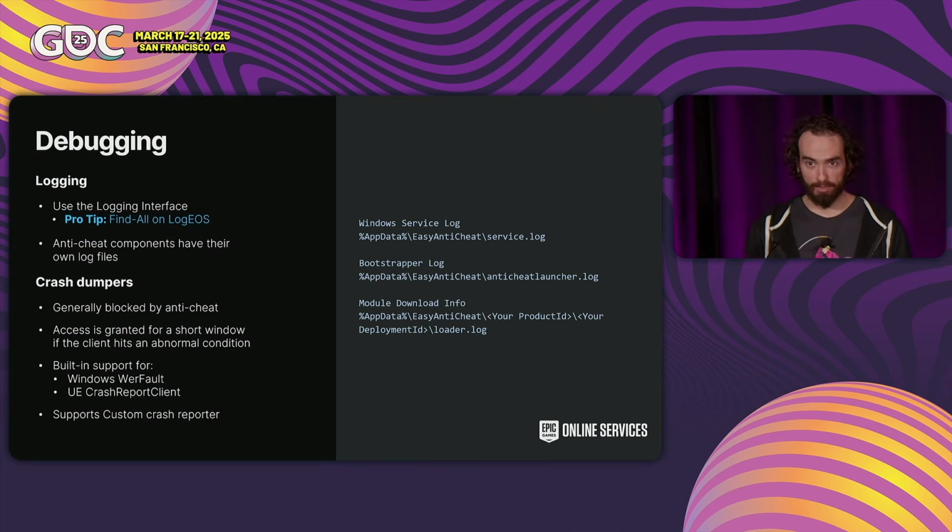We have a logging interface, as I mentioned earlier. Using your favorite text editor, you can do a find all, and then in our SDK logs, we have different log categories. For example, LogEOS will give you all the messages from the SDK. LogEOSAntiCheat will give you all the messages from the SDK related to anti-cheat. Anti-cheat components, the Bootstrapper service, etc., have their own log files. File paths on the slide are for Windows. In the documentation, you can find file paths for other platforms.